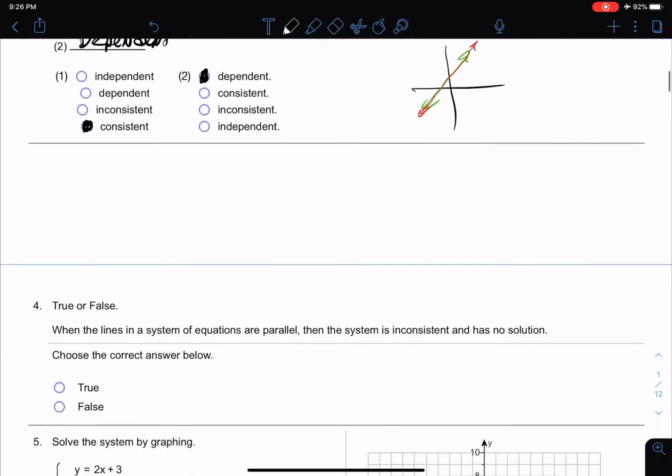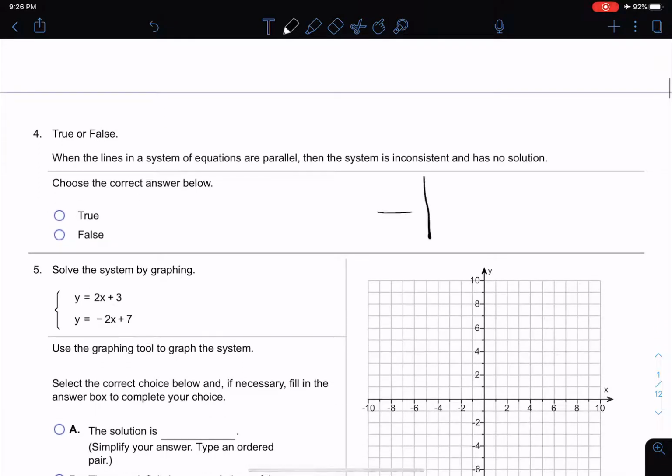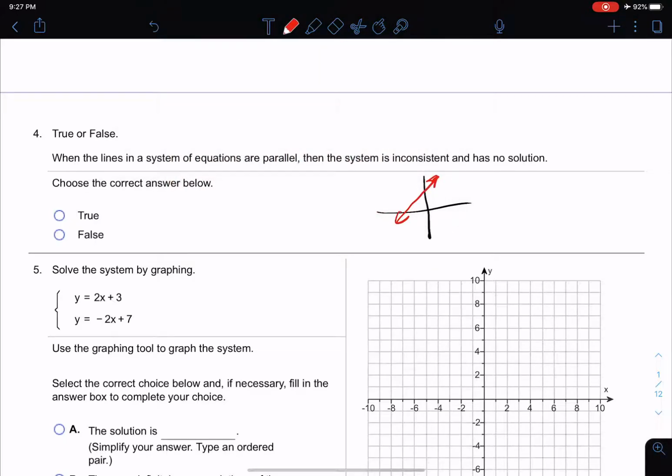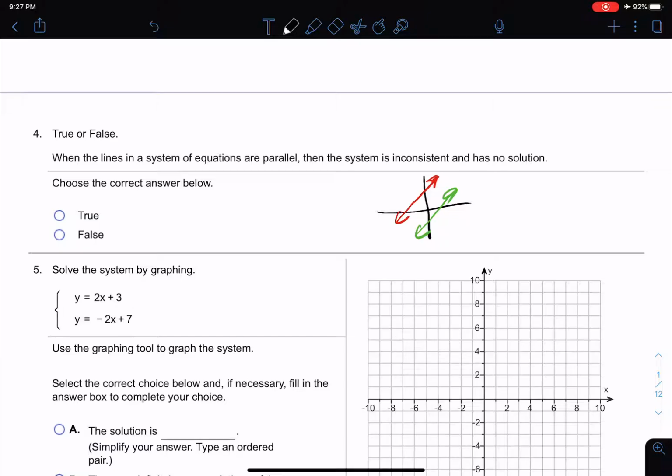All right, moving right along. True or false, when the lines in a system of equations are parallel, then the system is inconsistent. Okay, let's check it out. When you have two lines that happen to be parallel, that means there's going to be no solution. So if there's no solution, then first of all, it's going to be inconsistent. So when two lines in a system of equations are parallel, then the system is inconsistent and has no solution. That's true. I'd say true on that.